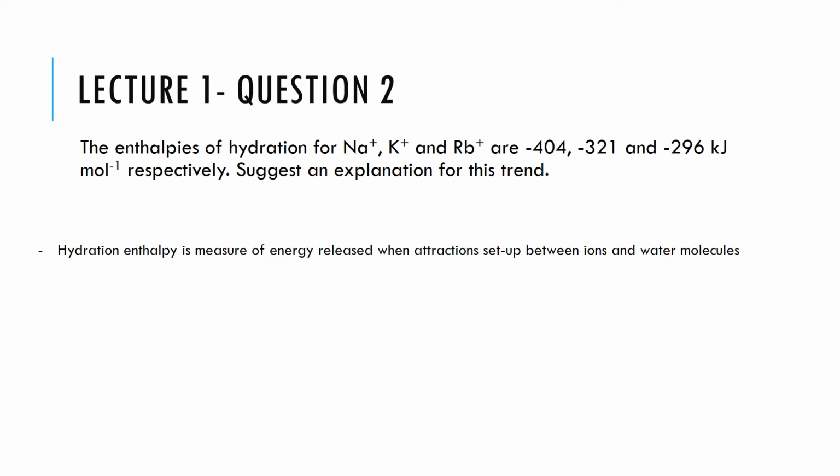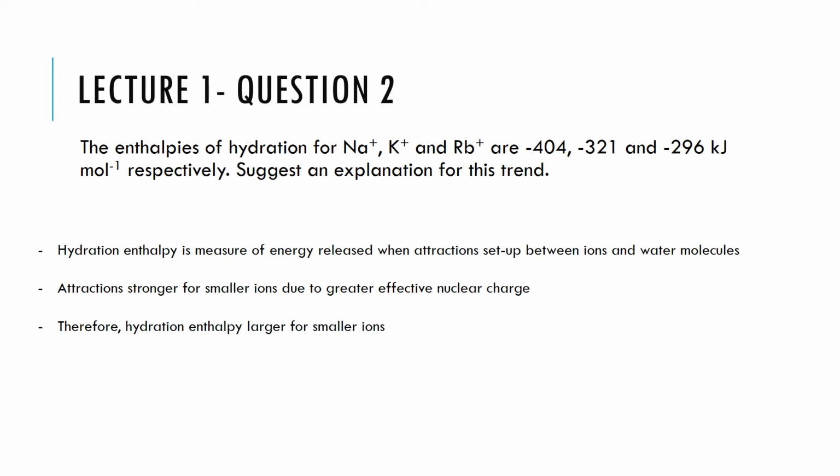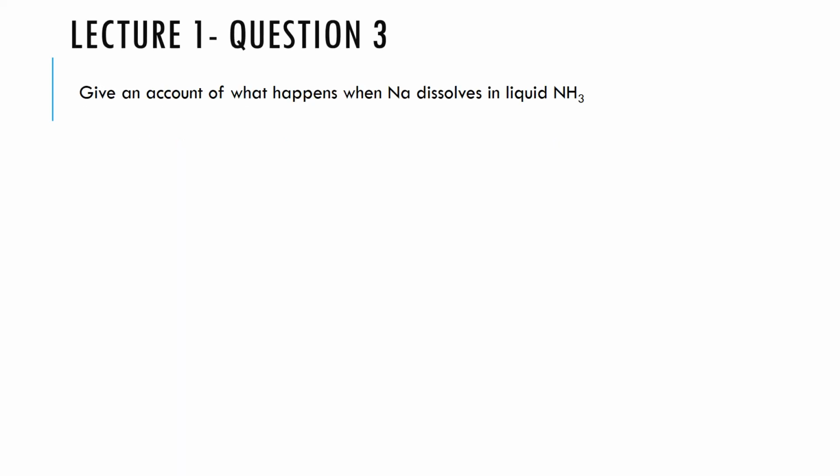The hydration enthalpy is a measure of the energy released when attractions are set up between ions and water molecules. We know, therefore, that attractions are stronger for smaller ions because smaller ions have a greater effective nuclear charge and therefore a greater magnitude of interaction with water molecules. And therefore the hydration enthalpy is much larger for smaller ions, i.e. more energy is released when small ions are hydrated in solution. And as a consequence, that hydration enthalpy falls as you go down a group in the periodic table.